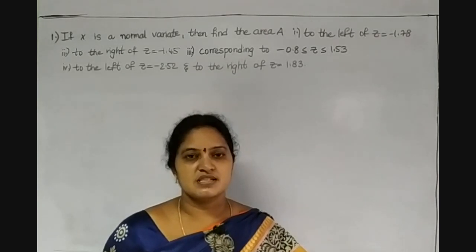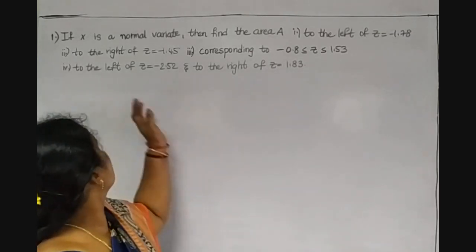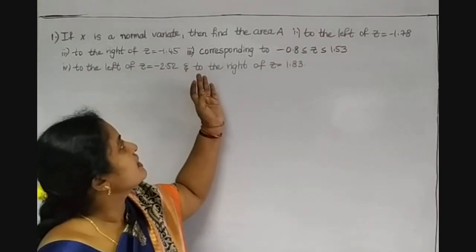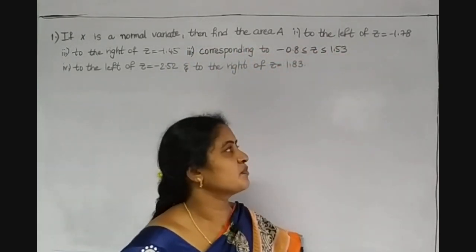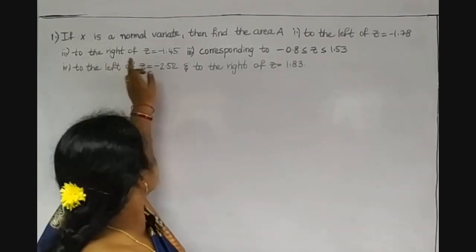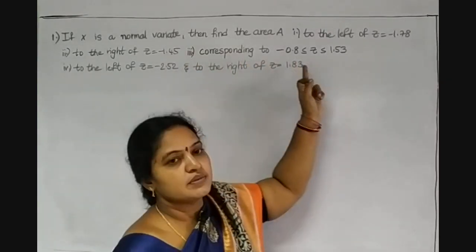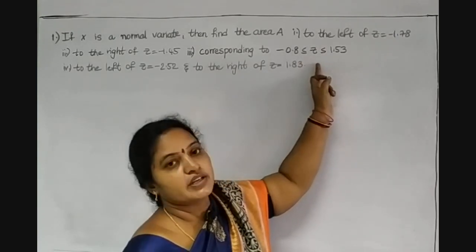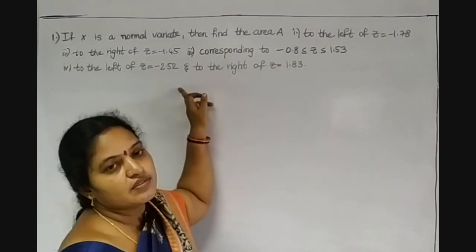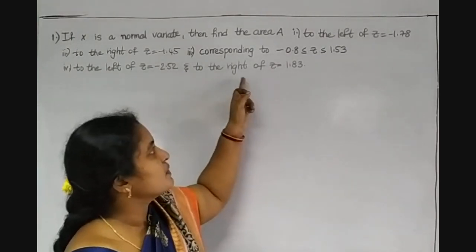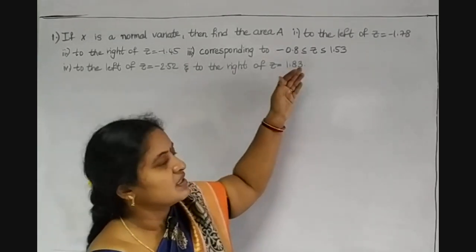Now we shall see some examples about normal distribution. So first one, if capital X is a normal variate, then find the area to the left of Z equal to minus 1.78. Second case, to the right of Z equal to minus 1.45. Third, corresponding to minus 0.8 less than or equal to Z less than or equal to 1.53. Fourth, to the left of Z equal to minus 2.52 and to the right of Z equal to 1.83. So first we will start with the first case.